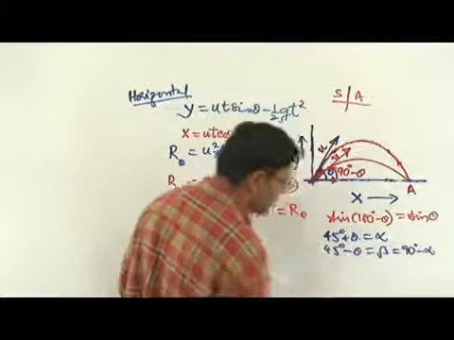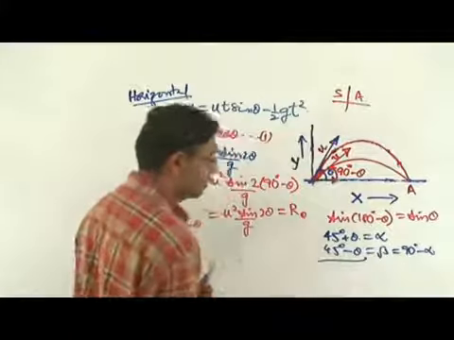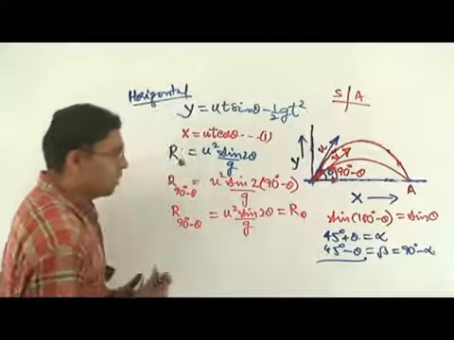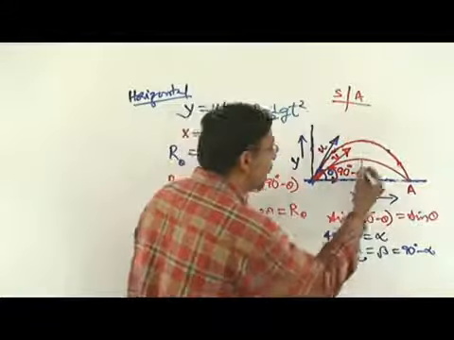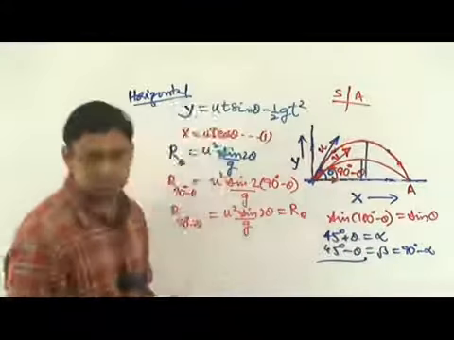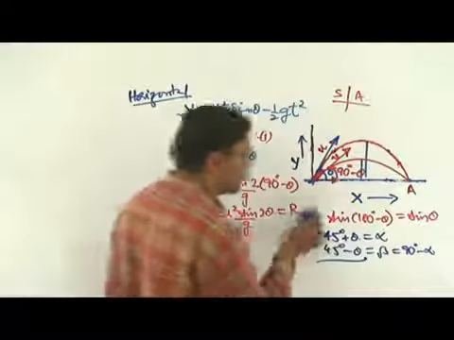Is it clear? Sum is 90. Range is going to be the same. Only the range is the same, but we know height is different. When height is different, time will be different. So let's try to see what is the ratio of the time of flight in this case.